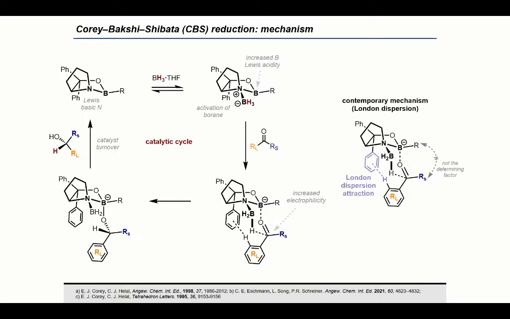Unfortunately, a recent study by Schreiner and co-workers has shown that sterics are actually not the decisive factor in selectivity. In fact, it is attractive London dispersion forces, not repulsive steric interactions, which underpin the selectivity. To be specific, it is London dispersion forces between one of the phenyl rings of the catalyst and the large substituent of the substrate, which lead to the stabilization of one transition state over the other.